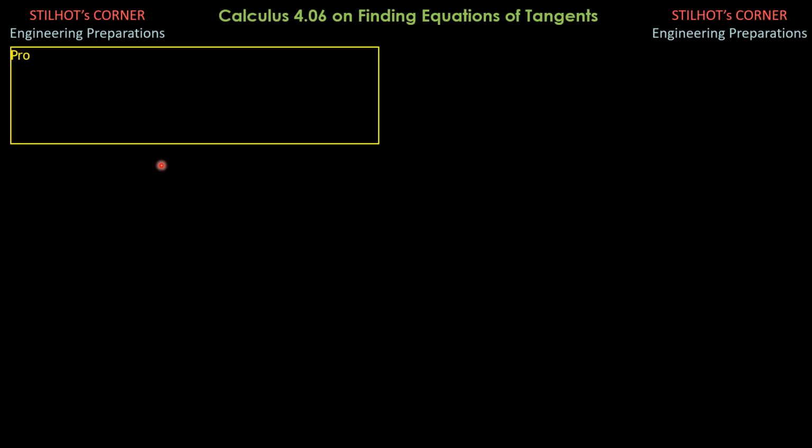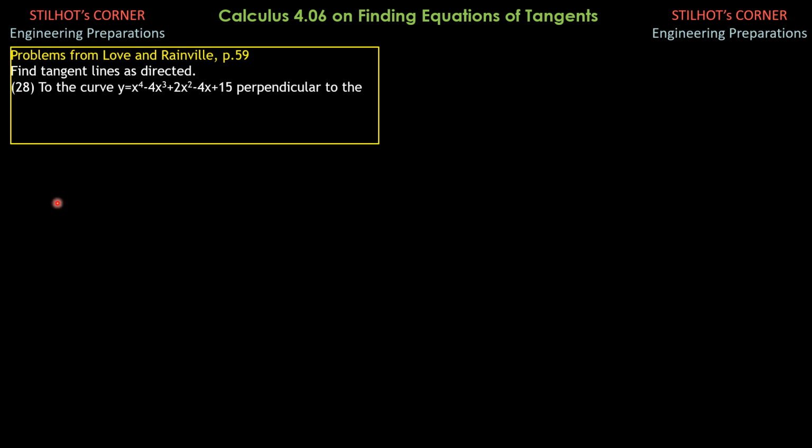Here is another video in calculus, particularly on finding equations of tangents, relevant in sketching graphs and in the analysis of finding the critical points in optimization problems. These problems are taken from the book by Love and Rainville on page 59, and the numberings are the same, 28 and 29.